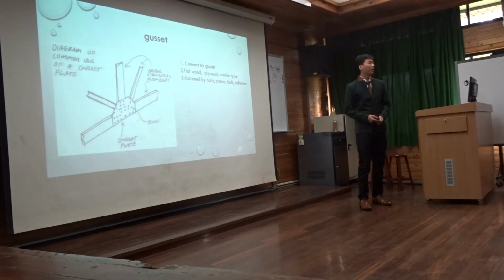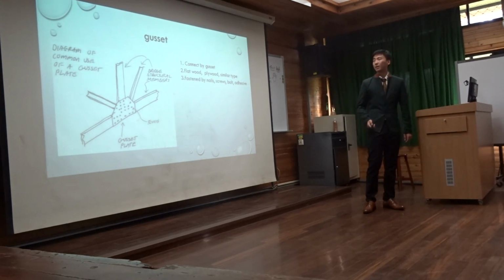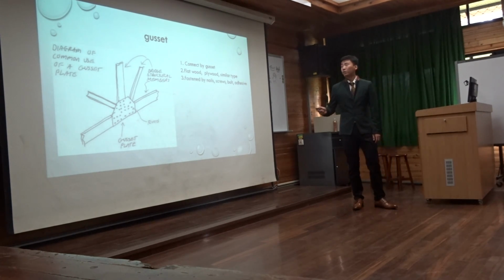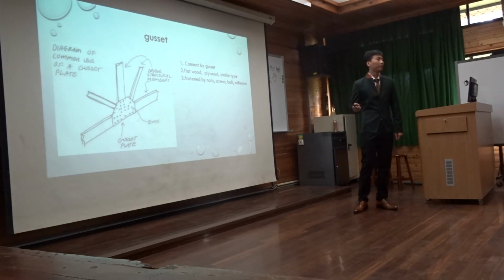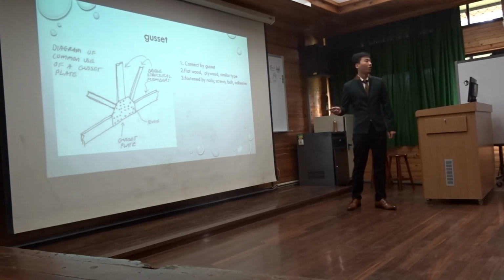As I said, the simple truss is an assembly of members forming a rigid framework of triangular shape. These members always connect at the joint by a gusset. Gussets are flat wood, plywood, or other similar type members. They are fastened to the truss by nails, screws, bolts, or adhesives.